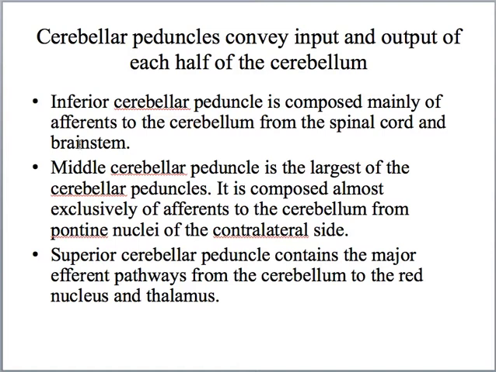The superior cerebellar peduncle, and this is important and I want you to remember, contains the major efferent pathway from the cerebellum. It's not really important where it's projecting to, but just for consistency, it projects to the red nucleus and thalamus. This you don't need to know. What you do need to know is that the superior cerebellar peduncle contains the major efferent pathways, while the inferior and middle cerebellar peduncles contain mainly afferent pathways into the cerebellum.